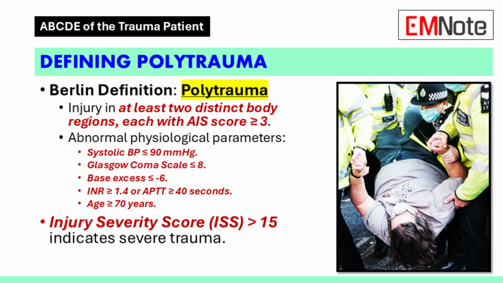These parameters are systolic blood pressure less than or equal to 90 millimeters of mercury, Glasgow Coma Scale score less than or equal to 8, base excess less than or equal to -6, international normalized ratio greater than or equal to 1.4, activated partial thromboplastin time greater than or equal to 40 seconds, and age greater than or equal to 70 years. The injury severity score is used to assess trauma severity. A score over 15 indicates severe trauma.